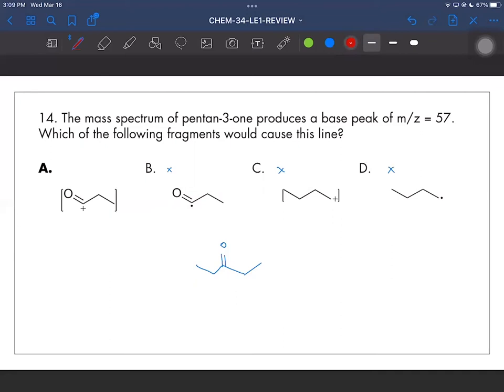And if we look at a common fragmentation pattern of ketones, it would be the alpha bond cleavage. If we cleave an alpha bond here, we would get this fragment. So this fragment is the one with letter A. So the fragment that produces the base peak is in letter A, the acylium ion.